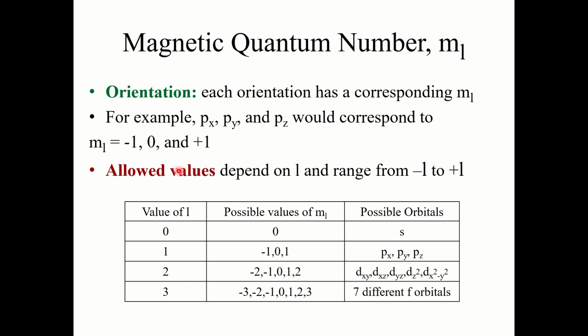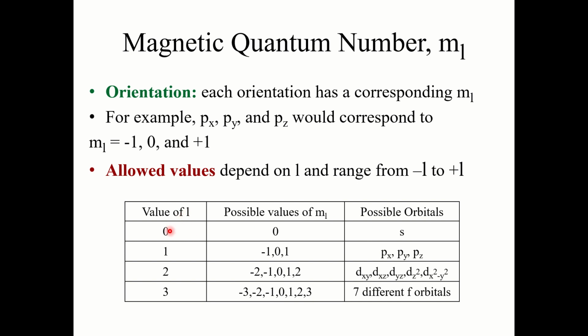The allowed values of m sub l depend on l. Just like how the allowed values for l depended upon n, the allowed values for m sub l depend on l, and they range from -l to +l. So if l equals 0, there is only one possible m sub l value, it's 0, which means we have an s orbital. This makes sense if we think about it, right?